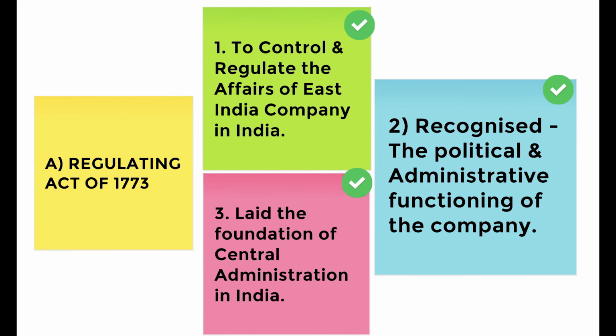That means they will give them some leverage, some importance, some freedom when it comes to administration as well as the political functioning of that company. Because here we need to understand that the company, although it was in power in India, was answerable to the British government, and therefore the British government brought this regulation of 1773 in order to regulate and control the affairs of the British East India Company in India, as well as they also recognized and understood the importance of the political and administrative functioning of the company.